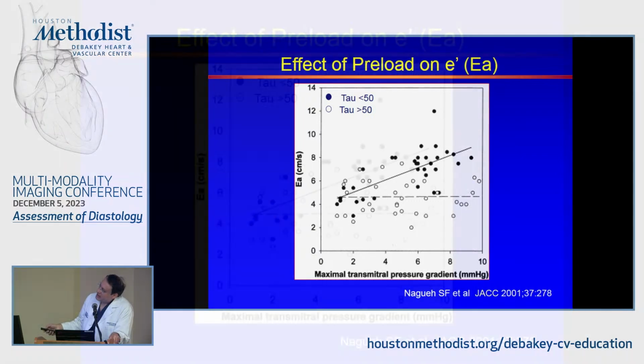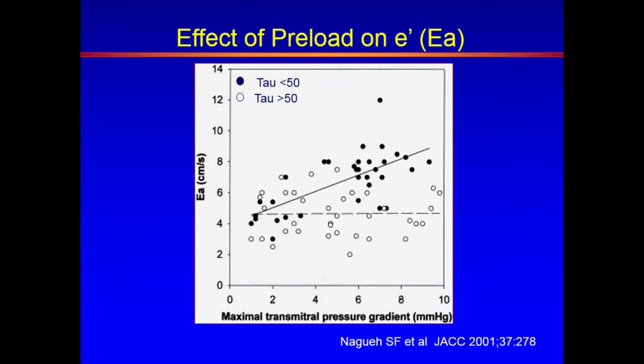If you look at the stages where relaxation was relatively preserved, time constant less than 50, shown here in the solid circles and the straight line, the annular early diastolic velocity is directly related to the transmitral pressure gradient. So in normal hearts, if you increase the transmitral gradient, if you increase LAP, the transmitral gradient goes up and the early diastolic velocity goes up.